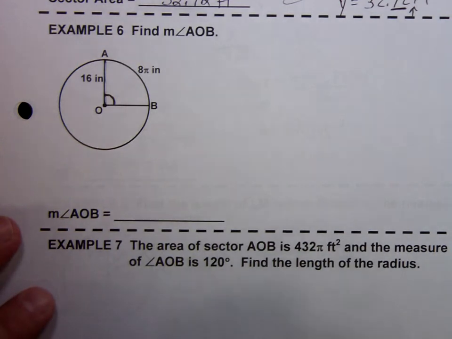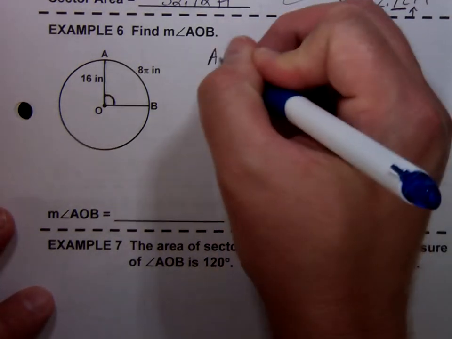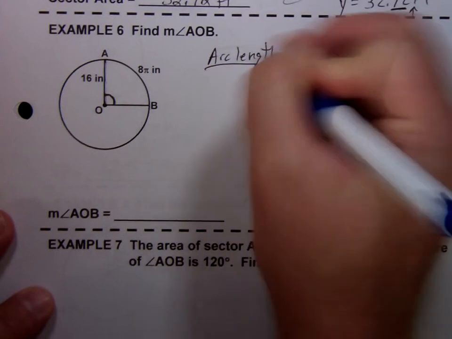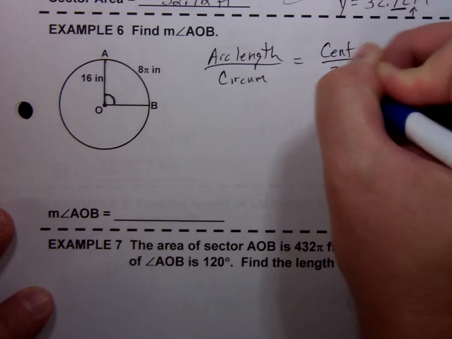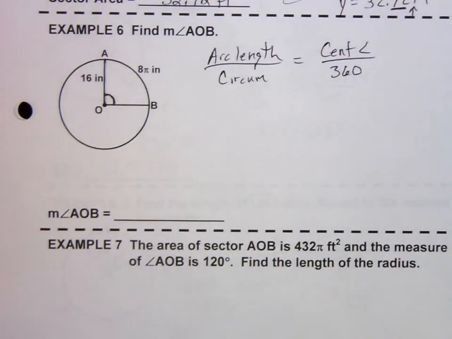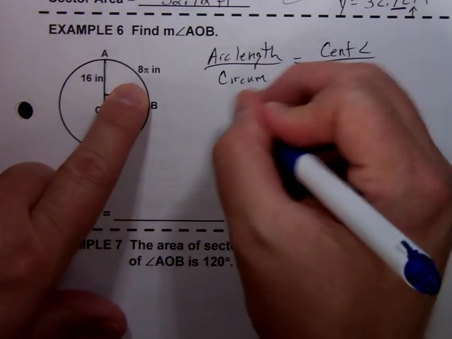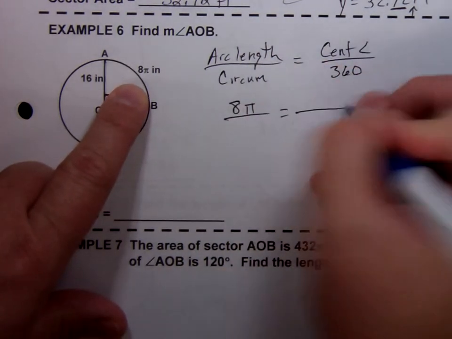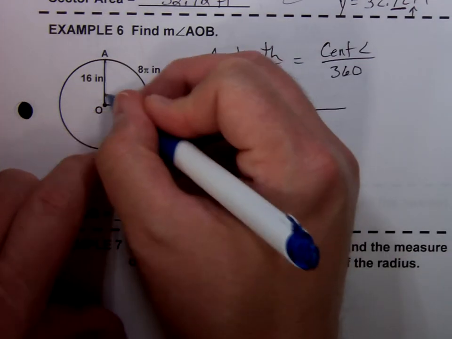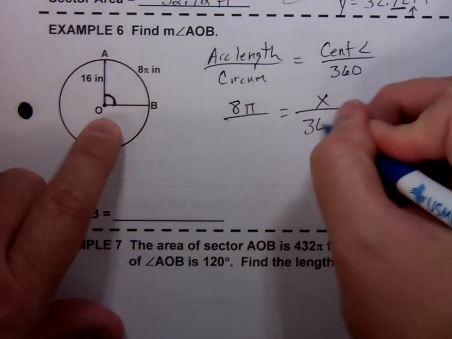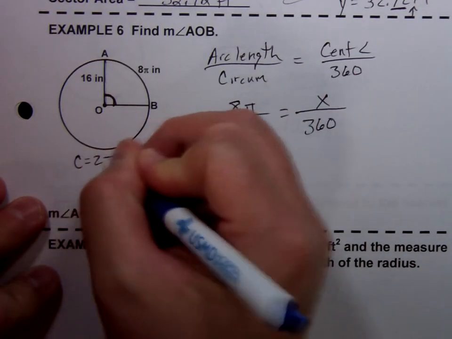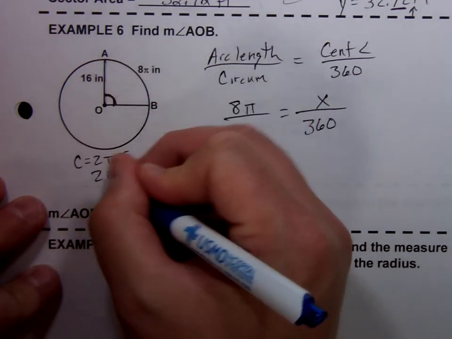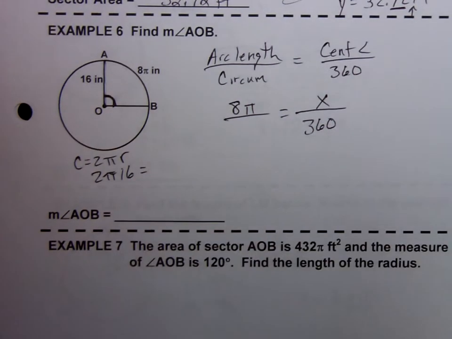Alright, so think about your arc length proportion. We put arc length over circumference and central angle over 360. Well, let's substitute in everything we know. We know the arc length this time is 8 pi. We don't know the central angle. That's what we're trying to find this time, is angle AOB. We're trying to find the central angle. And just like we've done on all the other ones, while we don't have the circumference yet, we can find it. Circumference is 2 times pi times radius. And the radius here is 16. So we got 2 times pi times 16.